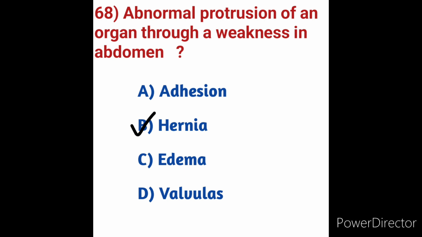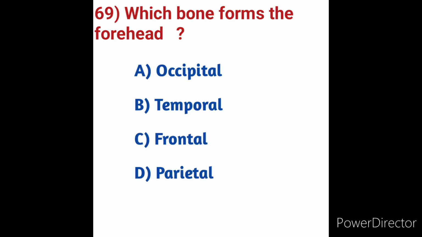Next we will move on to question number 69. Which bone forms the forehead? We will see the options. Option A, occipital. Option B, temporal. Option C, frontal. Option D, parietal.